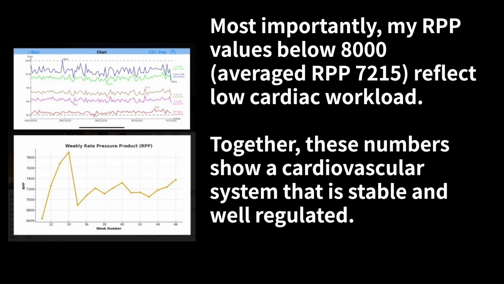Most importantly, my RPP values are below 8,000. Averaged RPP 7,215 reflects low cardiac workload. Together, these numbers show a cardiovascular system that is stable and well regulated.